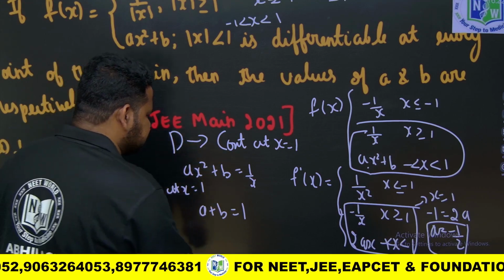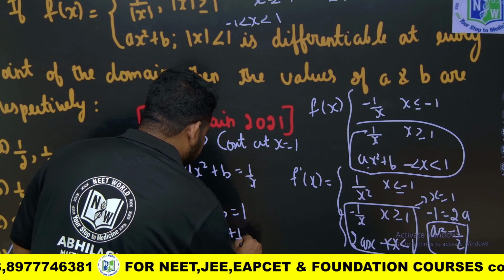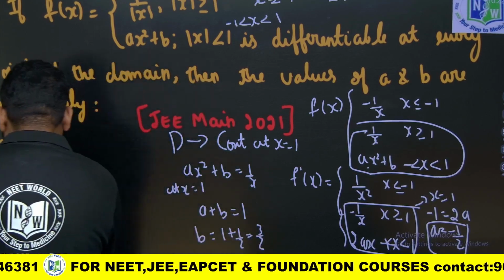Now, a we got as minus 1 by 2. So, b will be equal to 1 plus 1 by 2, that is equal to 3 by 2. That is, option D is the correct answer.